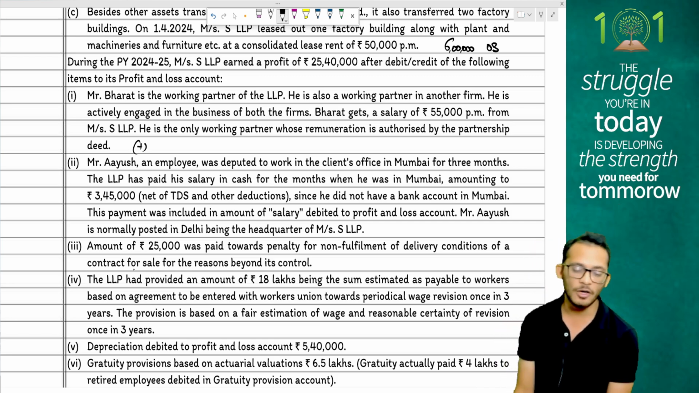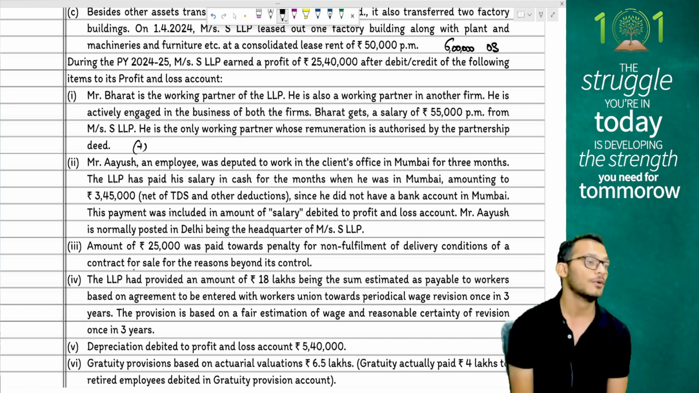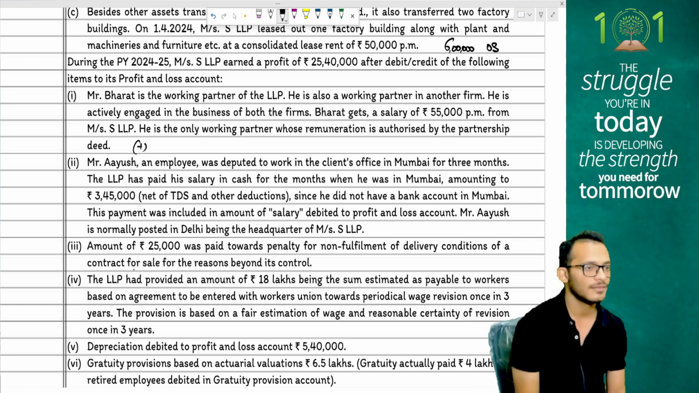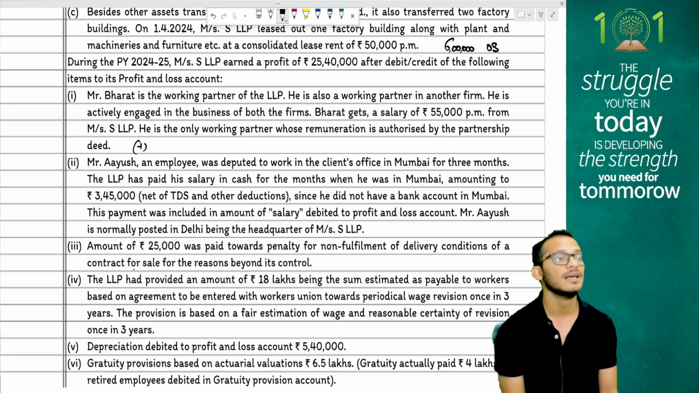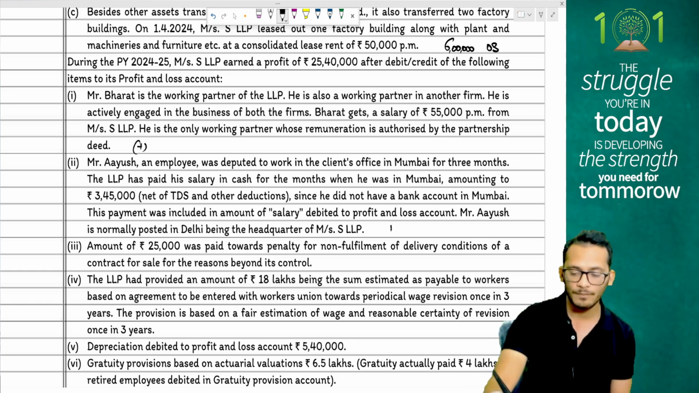Check. I am normally deputed in Delhi, moved to Mumbai, where I don't have a bank account. I don't know how you don't have a bank account in Mumbai, but okay. So he does not have a bank account in Mumbai, which is more than 15 days, and therefore this is an exception to the rule. Therefore, ignore.